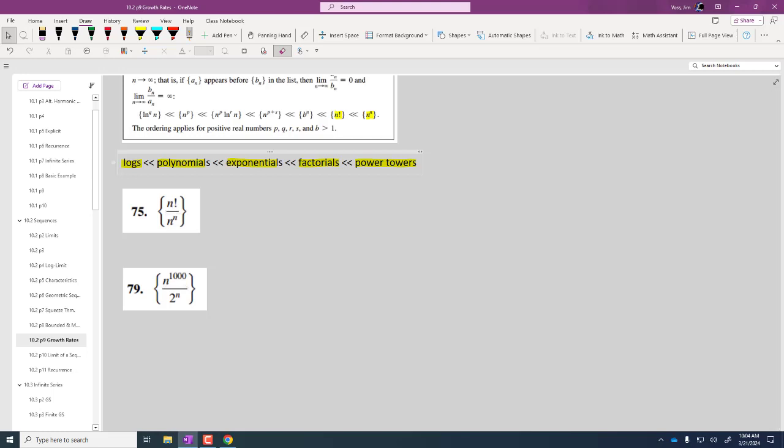A power tower is going to grow significantly faster than a factorial. So if the power tower is in the denominator, it's the dominating one. It goes to infinity faster than the numerator. So what's that limit going to be? 0. We can't do the math, so we just say by growth rates. Now, if we can do the math, we do it. If we can use L'Hopital's rule, we do it.